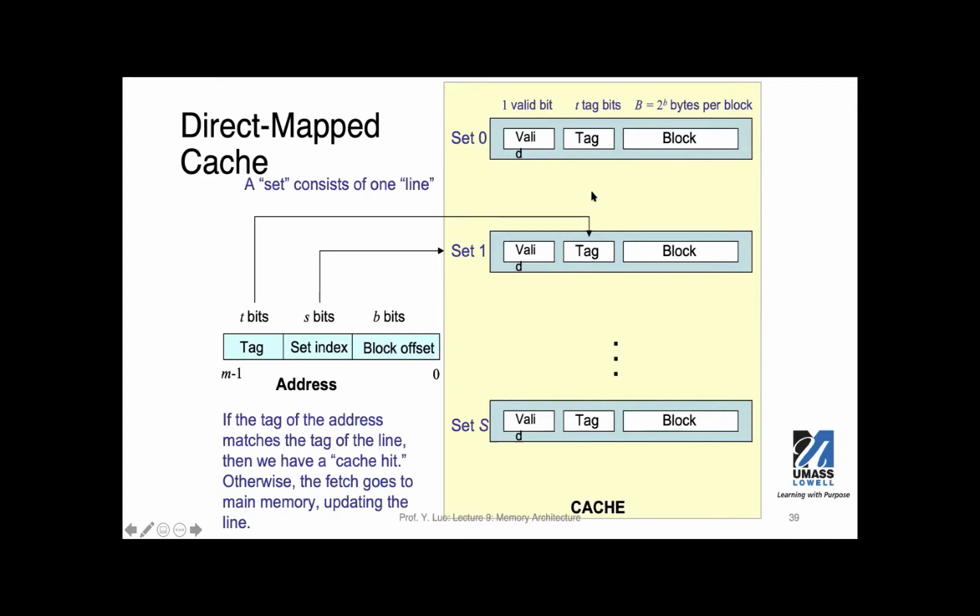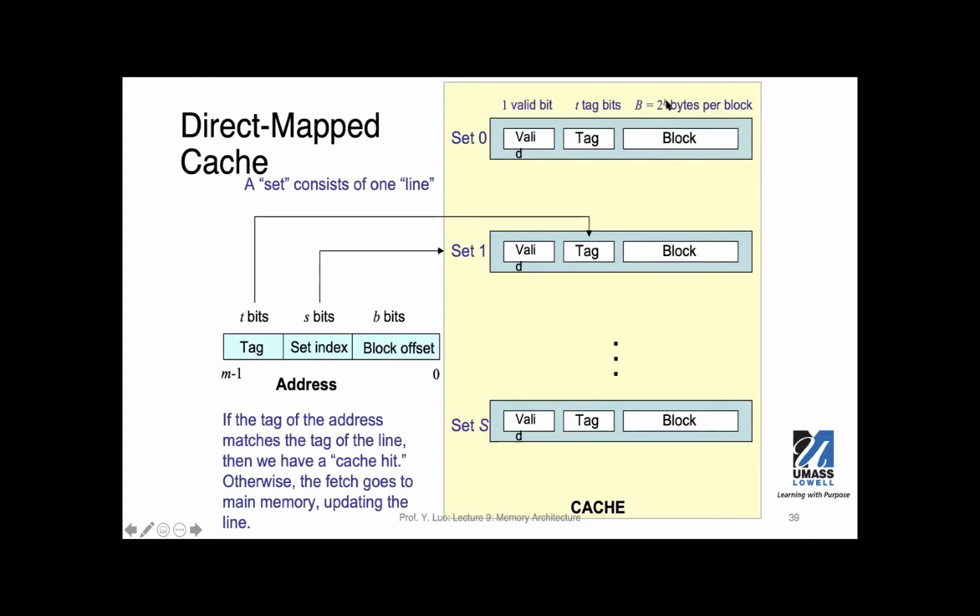But for the direct map case, what you see here is the SRAM-based cache. You store information, some data, and the data is actually in this block. And you can use 2 to the power b bytes per block. Let's say if you choose b equals 8, so you're talking about 2 to the power 8, so that's 256 bytes in this block.